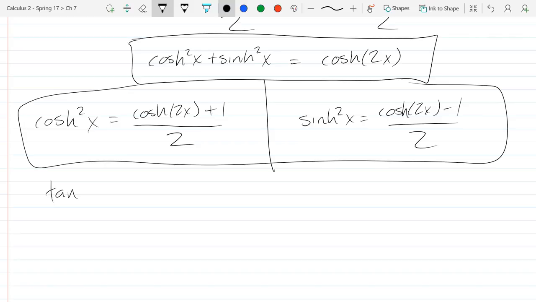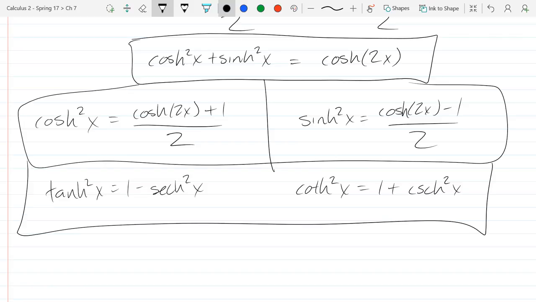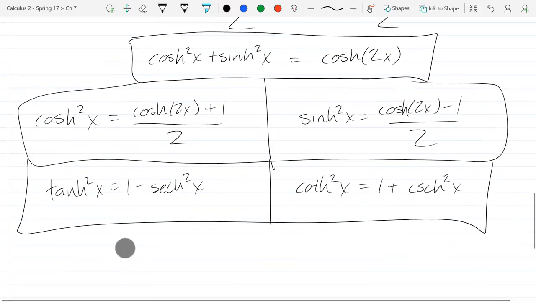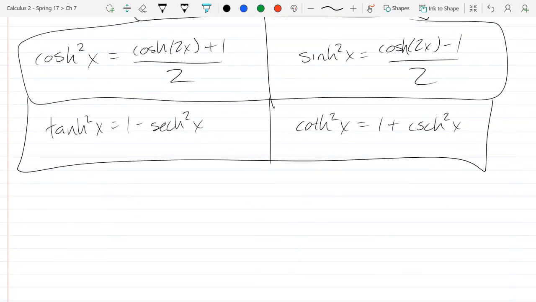So our next identity, tanh squared x equals 1 minus sech squared x, and coth squared x is 1 plus csch squared x. Let's pick one of these to prove. I think it'd take too much time. We proved the one on the top already. So which one of these should we prove? Let's prove this one right here.